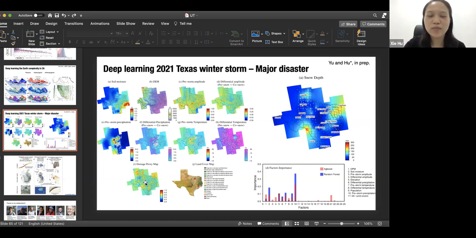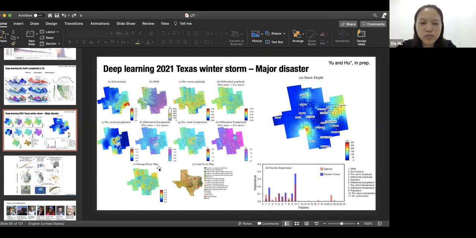Yeah, that's a good question. So here we use SAR data to generate the coherence, and then we compute the differential coherence. Differential coherence can represent how much the surface materials have changed. So we collected pairs prior to the event and during the event, and we made a subtraction to generate this damage proxy map.